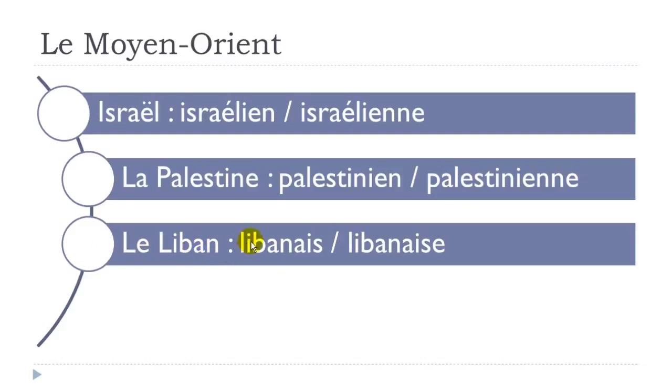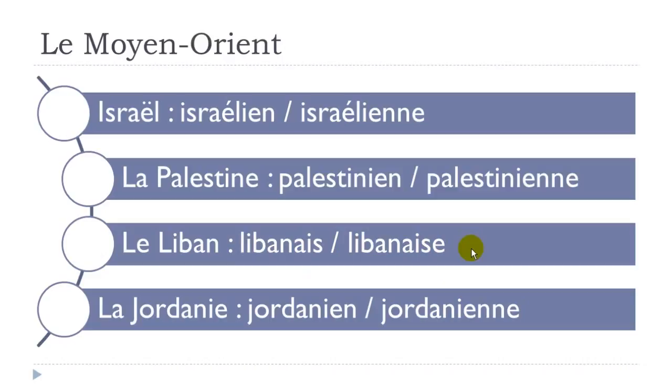Le Liban, Libanais, Libanais, Libanaise, okay, aise, Libanais, Libanaise. And then Jordanie, Jordanien, Jordanienne, okay, yen, Jordanien, Jordanienne. Okay, so let's see them one more time.